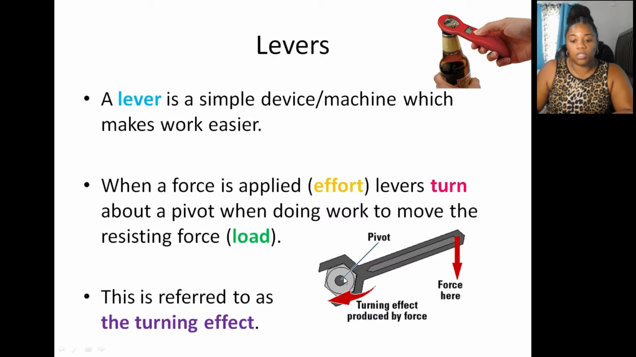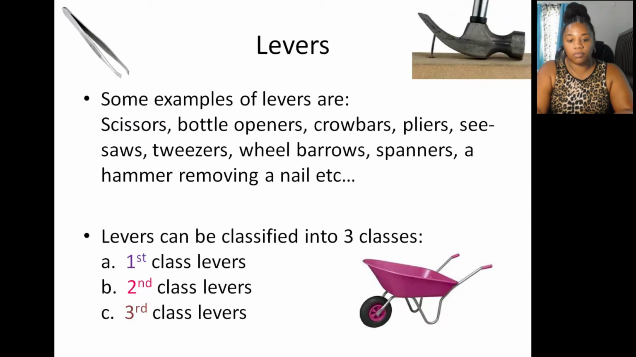The pivot is basically where anything turns on. It's any surface that something turns on. In this case, the pivot is in this area here, where the nut swivels around. It's going to turn, and then the load that we're taking off is the nut, okay? And so this is referred to as the turning effect. Whenever you apply a force known as the effort, and you cause something to turn about a pivot, and you remove a load or lift a load or anything, it's called the turning effect.